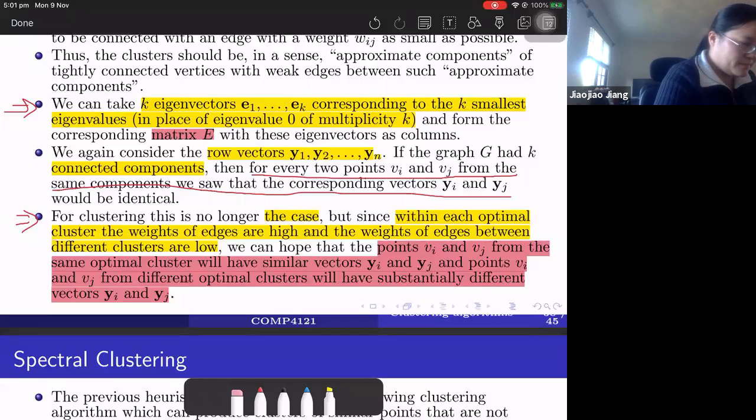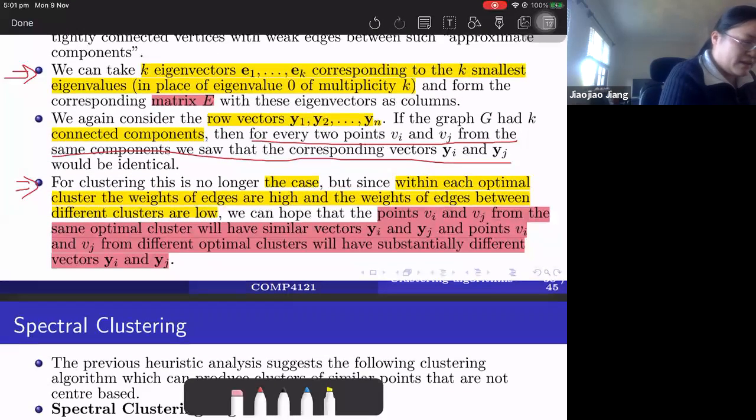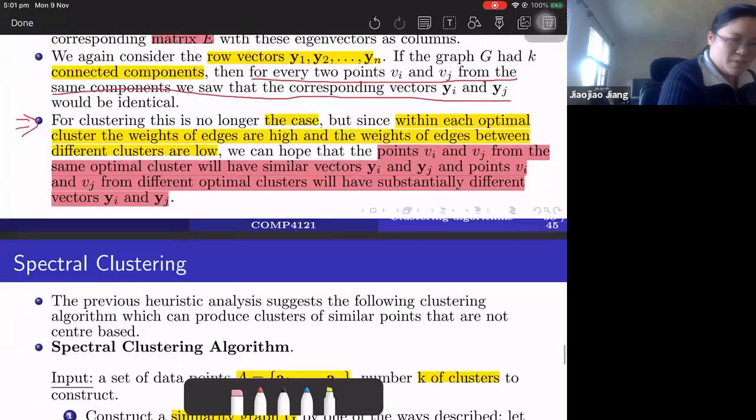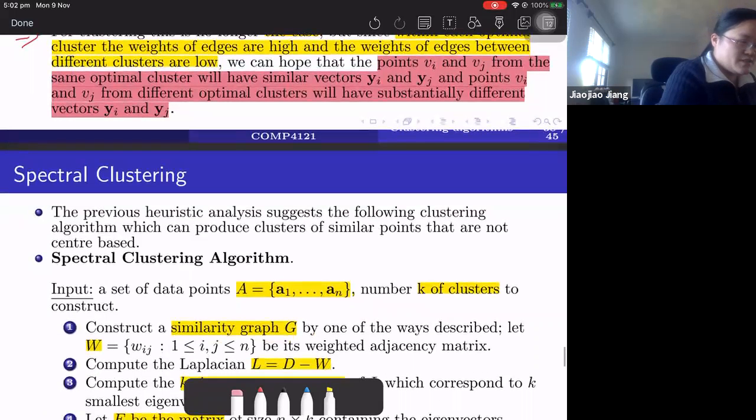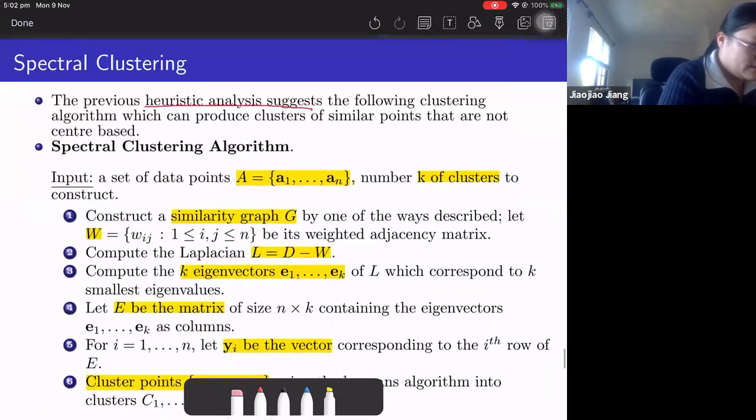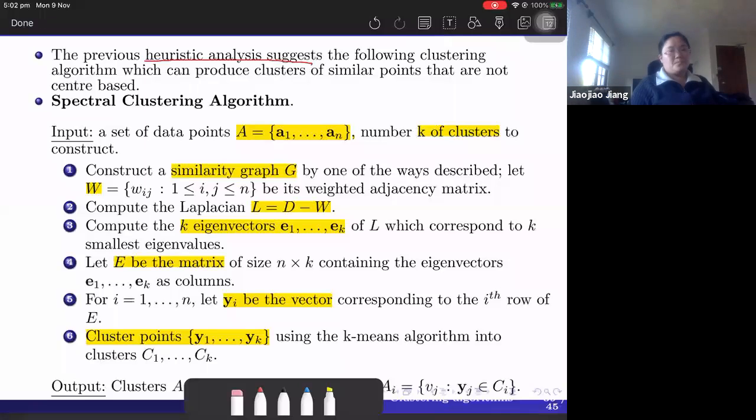All right. So bear this in mind. We will use this for spectral clustering. So this heuristic analysis suggests this spectral clustering algorithm. We'll take a look at the detail of this algorithm.